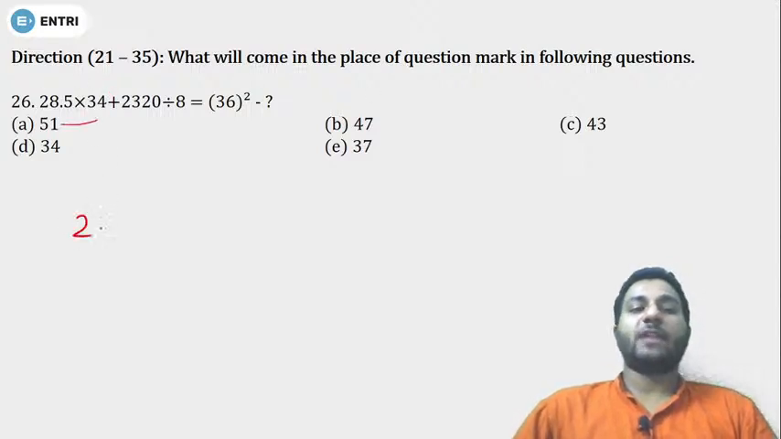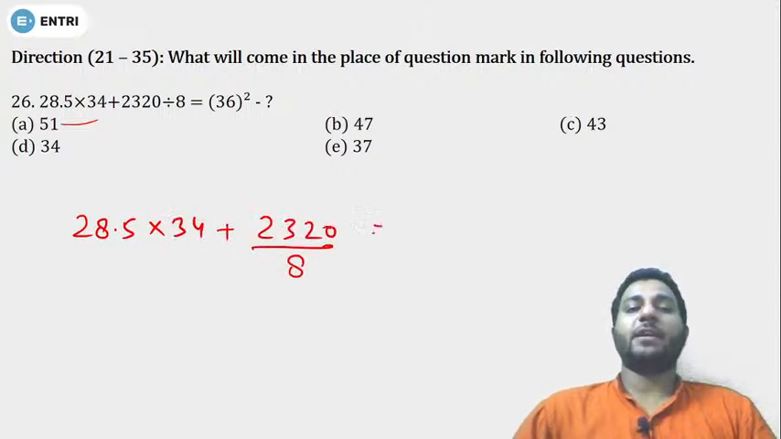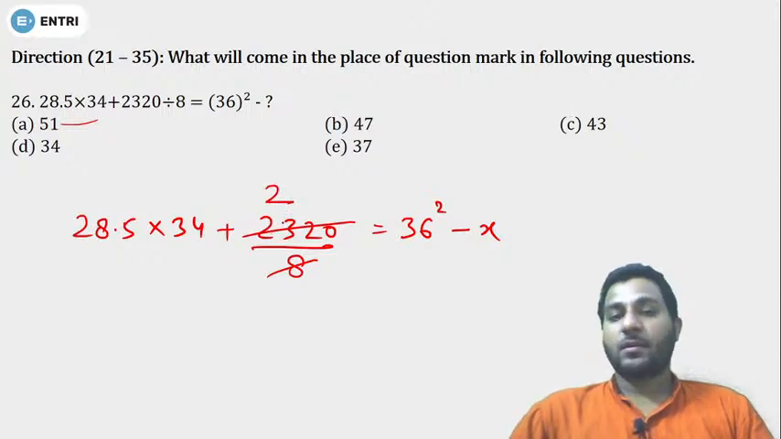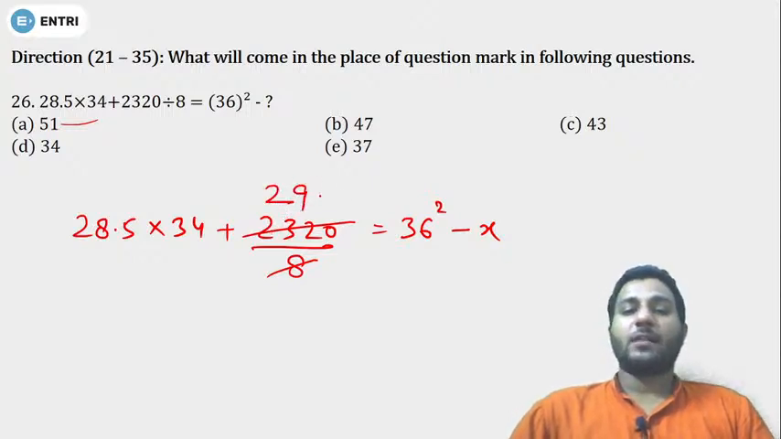28.5 multiplies by 34 plus 2320 divided by 8 equals 36. 36 का स्क्वायर लिखिए सभी लोग. क्या है 36 का स्क्वायर? कम ऑन जल्दी. 8 2s are 16. Okay, 8 9s are 72, 290.